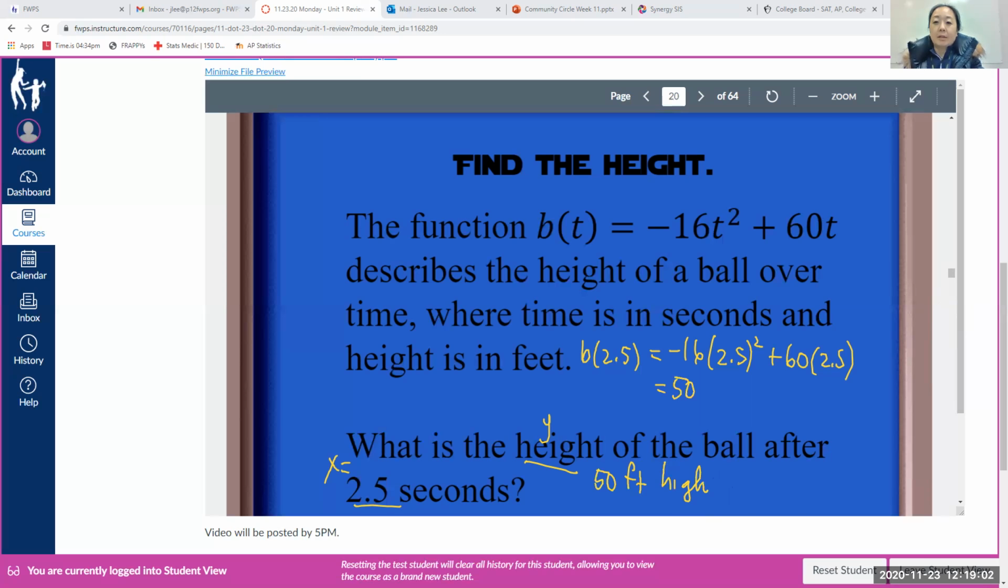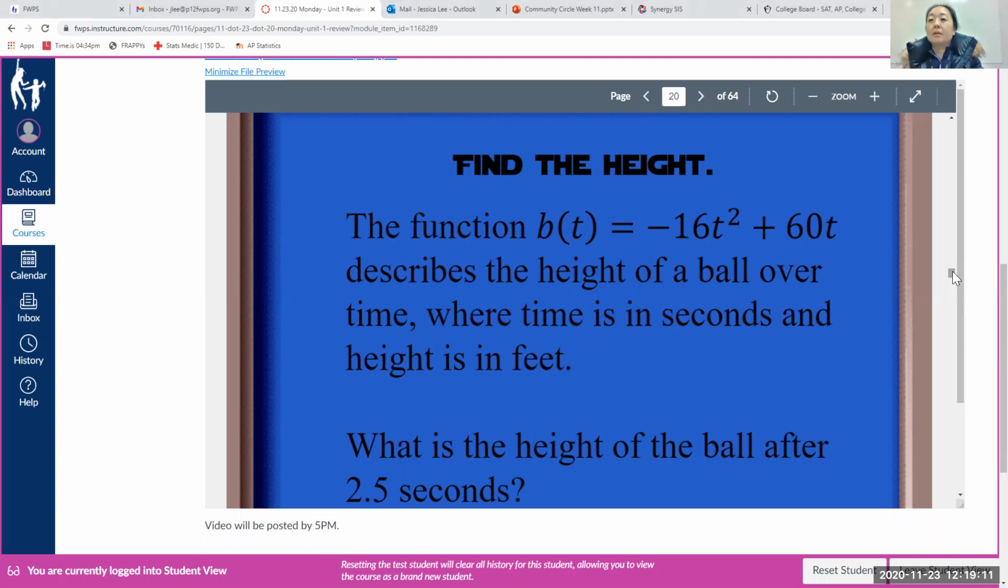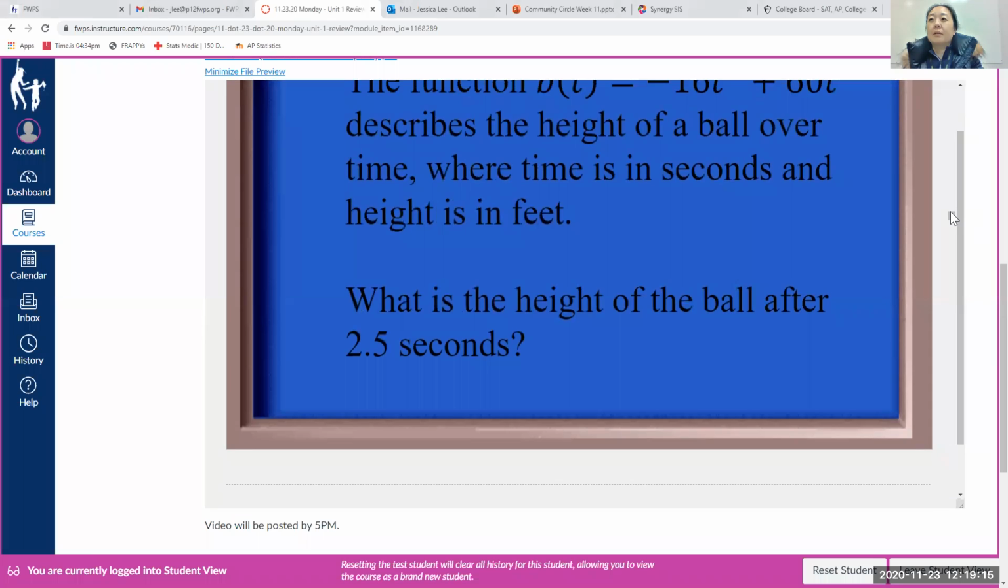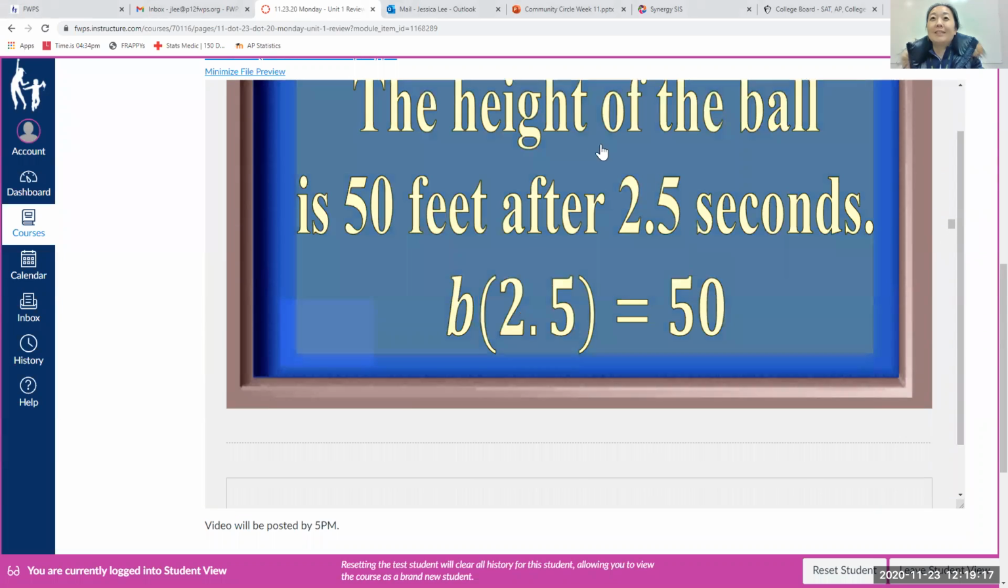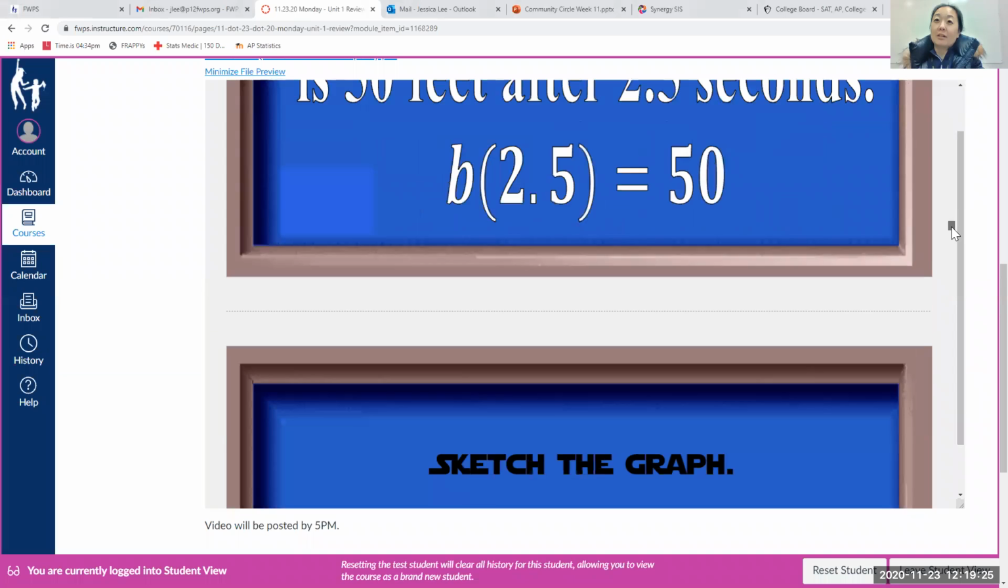There we go, and I'm going to clear my drawings. We're going to scroll down just a little bit. The height, so this would be the better response: the height of the ball is 50 feet after 2.5 seconds. That would be the ideal situation there.